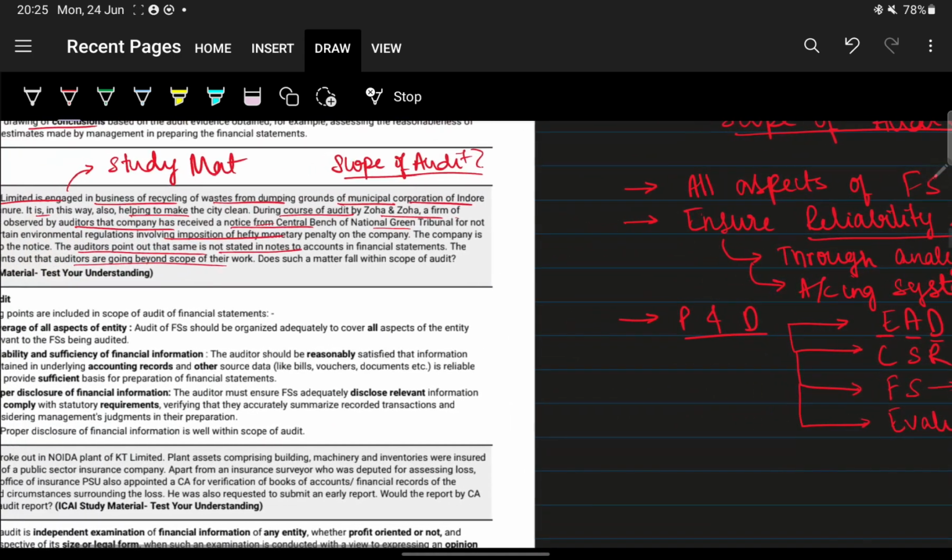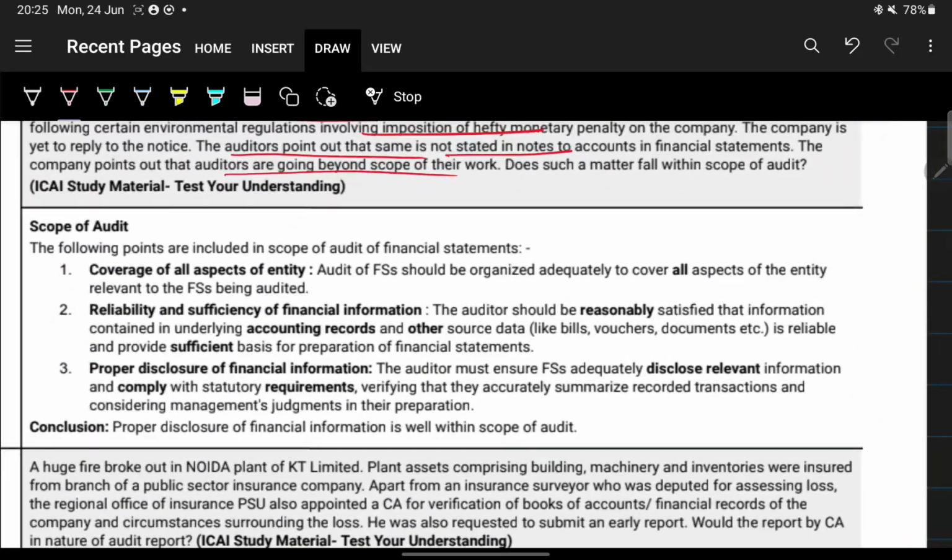Okay, we'll just check what answer they've given. So here, scope of audit, the coverage of all aspects of the entity, right? Audit of financial statements should be organized adequately to cover all aspects of the entity relevant to the financial statements being audited. Reliability and sufficiency of the financial information, right? The auditor should be reasonably satisfied with the information contained in the accounting records and other sources, and this source data should be reliable and provide a sufficient basis for the preparation of financial statements.